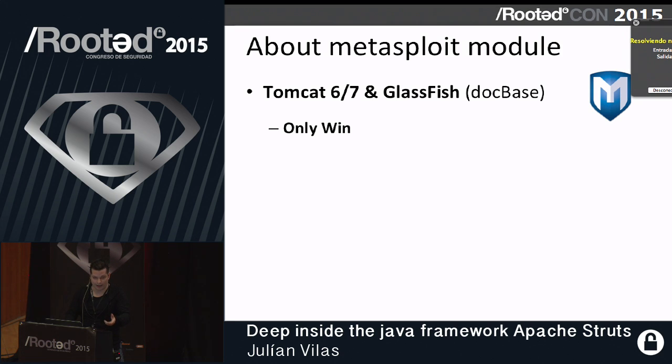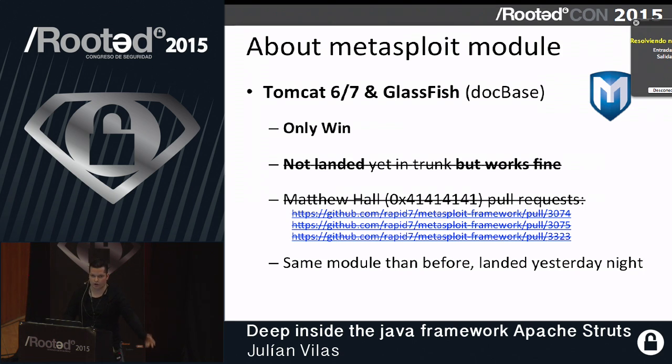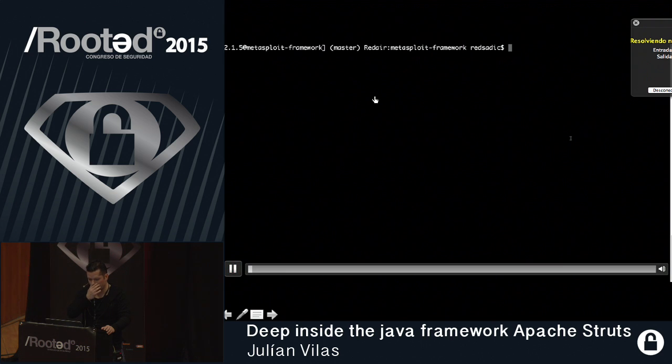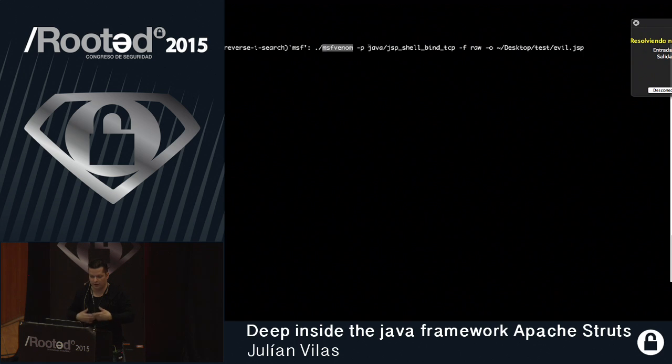So in this case, the Metasploit module only works for Windows. Well, I just wrote down before that this module had not landed yet in trunk. There were some dependencies, but last night someone landed it. So you can use the same module now for Tomcat 6 and 7 and for Glassfish. So this is the exploit. We will do it by hand. This time we will not be using the module, so this is a different way of seeing it.